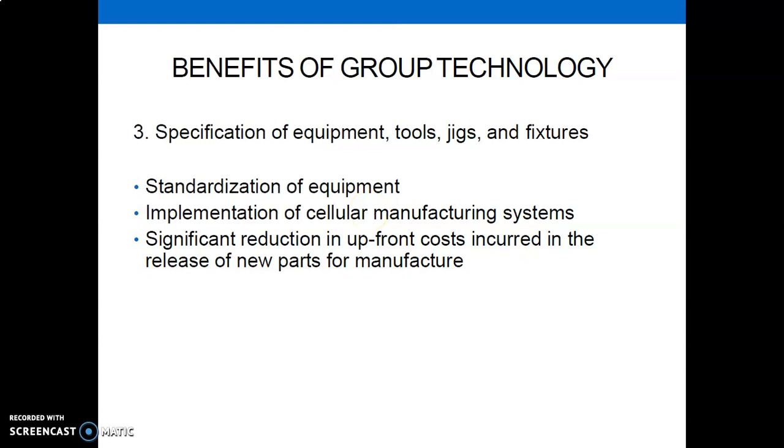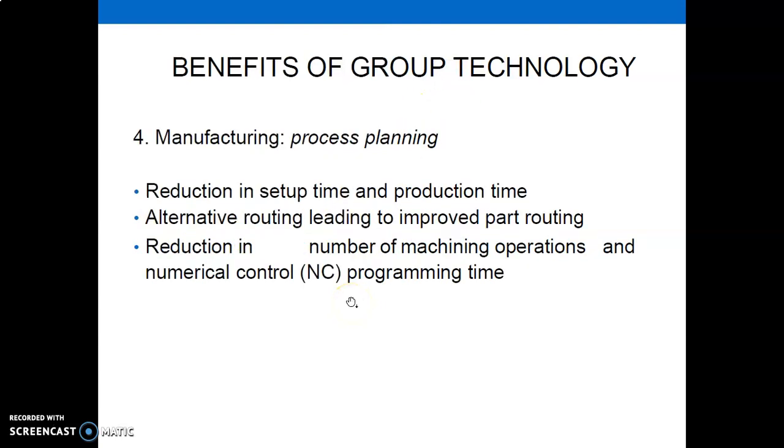There is a specification of required equipment, tools, jigs and fixtures, standardized equipment, and implementation of cellular manufacturing system. We'll discuss what cellular manufacturing is. Now the fourth one is manufacturing process planning: a reduction in setup time and production time, and alternative routing leading to improved part routing, number of machining operations or numerical control programming time.